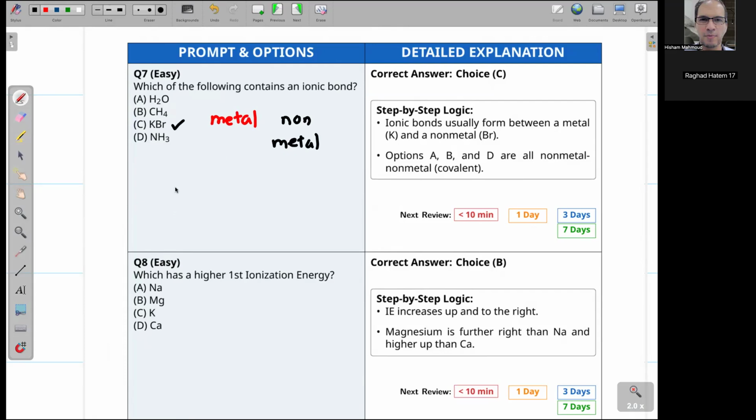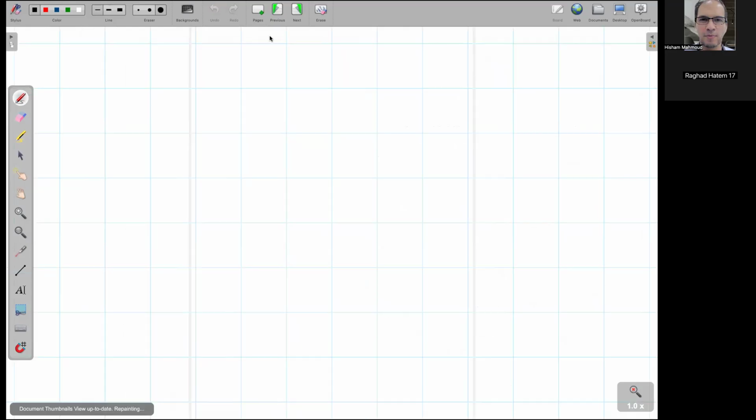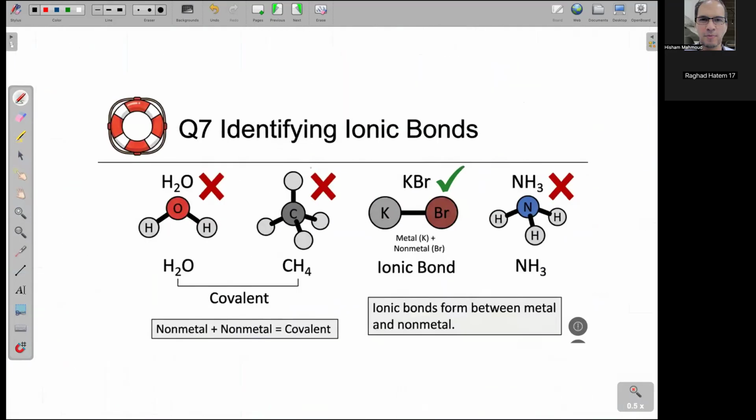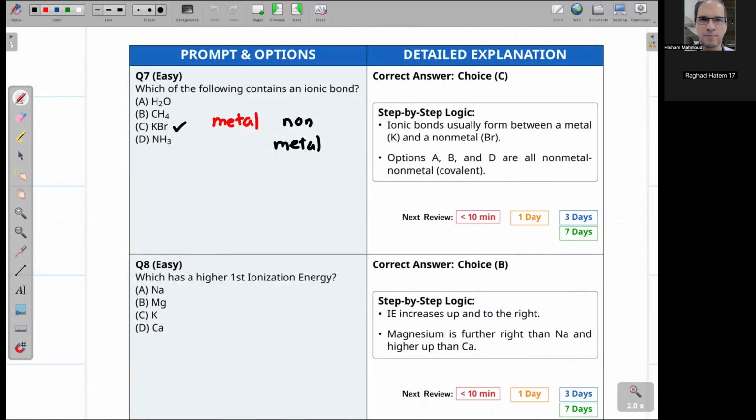In order to know the difference between the types, the easiest way to identify is to look: is it between a metal and a non-metal, or is it between two non-metals? Water, for example, is between two non-metals, H and O. CH4 is the same also. This one, KBr, is ionic because it is between a metal, potassium, and a non-metal, bromide. What about NH3? It is covalent also, so it is incorrect. So the only one that's correct is KBr.